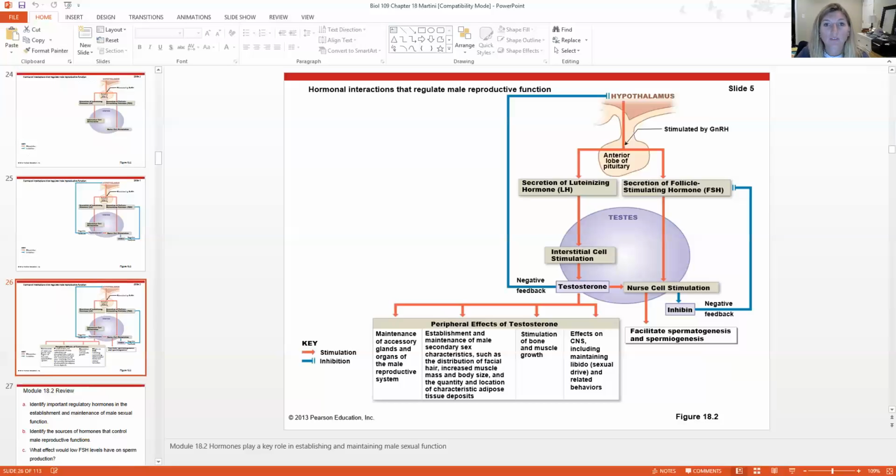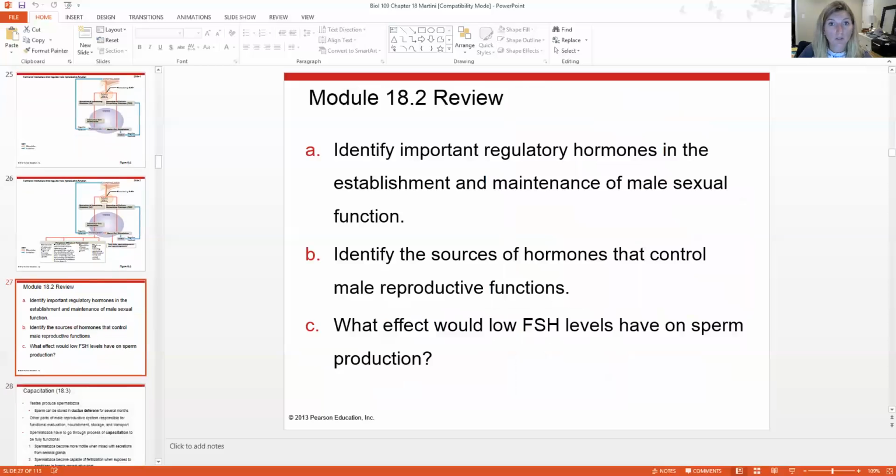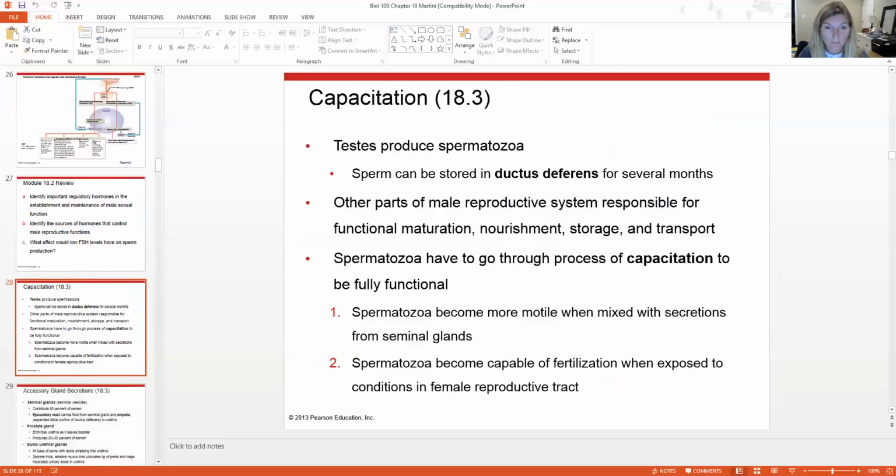Testosterone has several effects on the peripheral tissues, including maintenance of glands and accessory structures of the reproductive system, establishing male secondary sex characteristics, and stimulating growth of bone and muscle, as well as affecting the central nervous system, including libido, sex drive, and other related behaviors. You can pause the video here, go back and review this section.